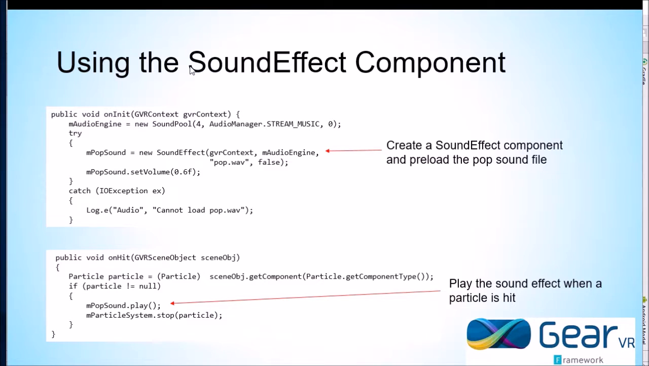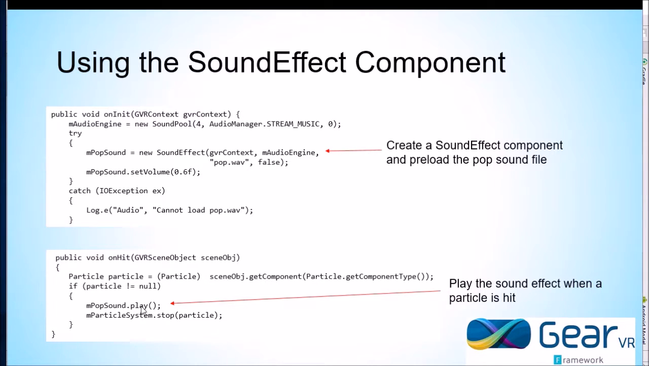Let's use our sound effect component in the scene. To do that, we would first instantiate an Android sound pool, and then we pass the sound pool to the constructor for our sound effect, along with the name of our file. In this case, it's pop.wave. We'll get an IO exception if this file is not found or there's something wrong. And then in onHit, we just play the sound.